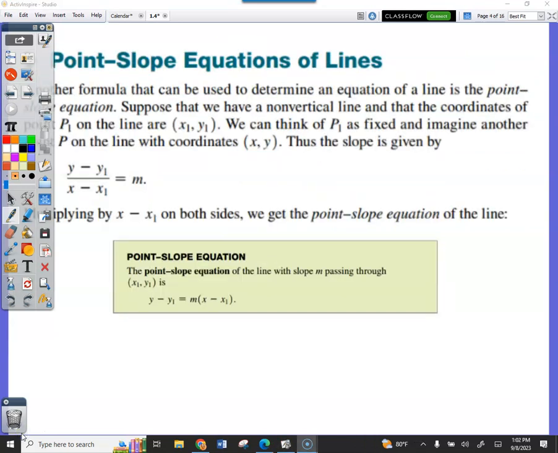Which brings us to point slope, which is another equation of a line you can use. This is the actual equation here. The purpose of point slope is what if they give you a point on the line and a slope of the line. Instead of having to use slope-intercept form on the last slide that we did, you could use what's called the point slope equation.